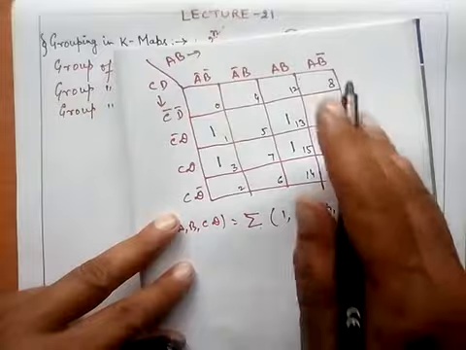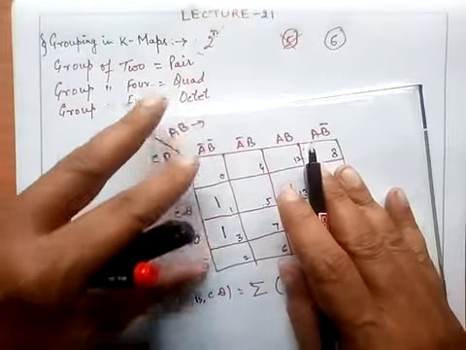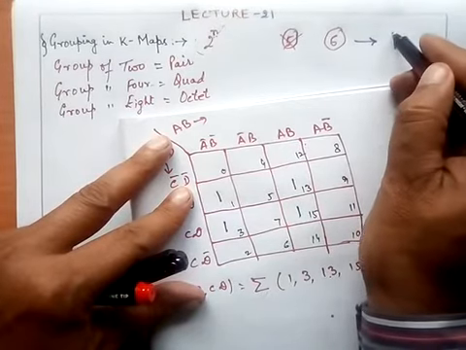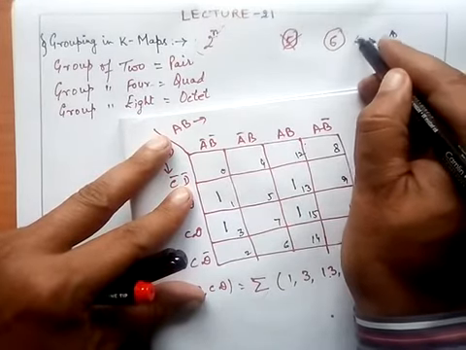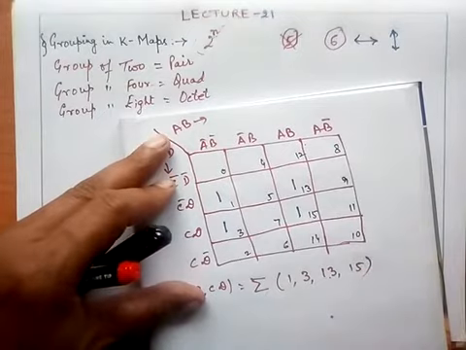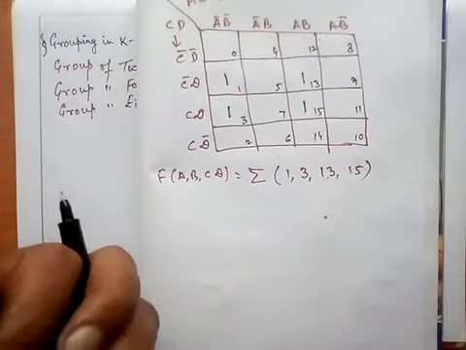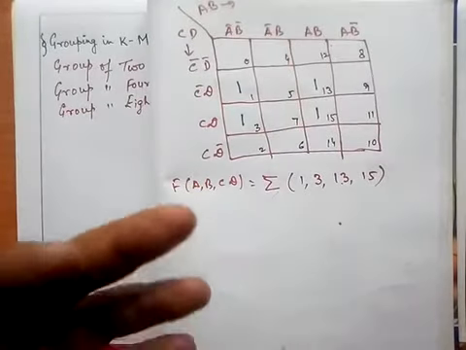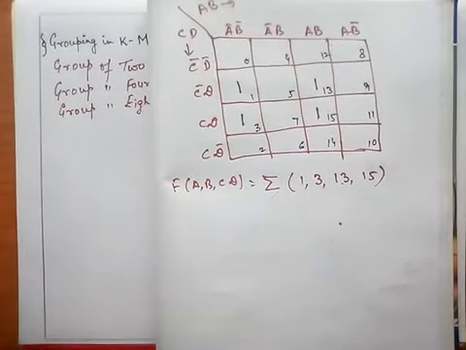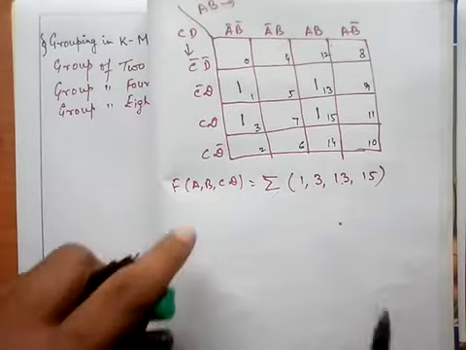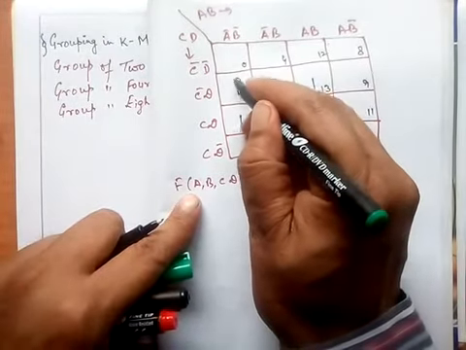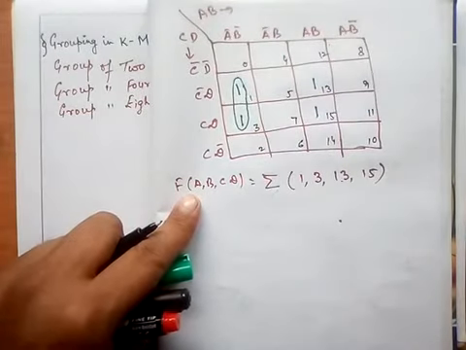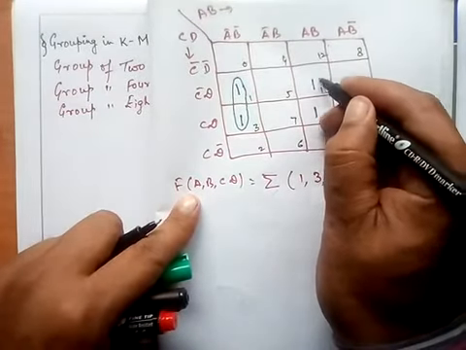Remember that the grouping can be done either horizontally or vertically. Diagonally not possible. And it is done for the adjacent cells. So I make a group of these two. Look at these two terms. I make a group of these two terms. Then I make a group of these two terms.